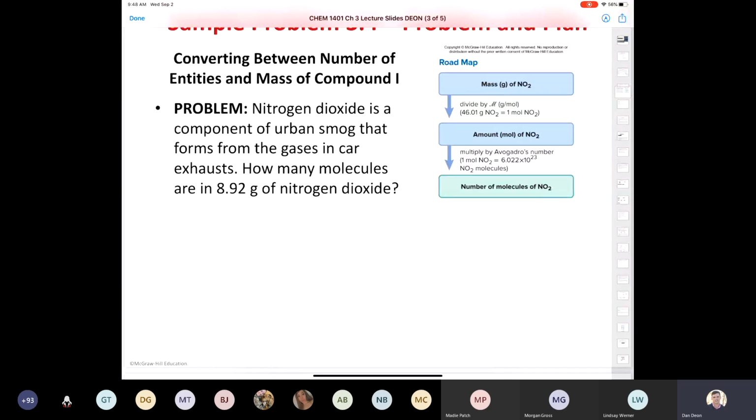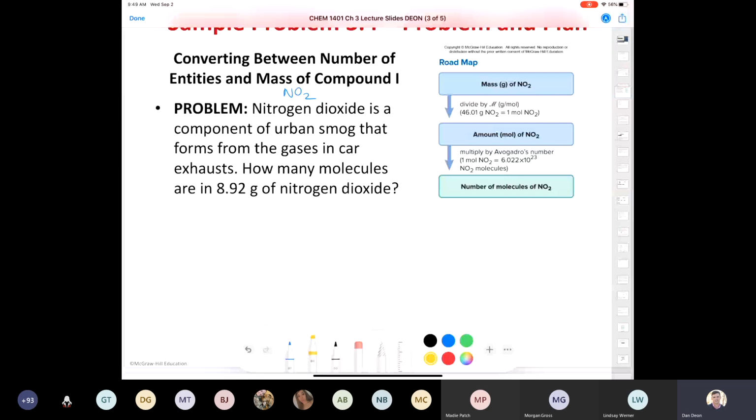It says here, nitrogen dioxide. Hey, little nomenclature practice, right? NO2, molecular compound made of 2 nonmetals. It's a component of urban smog that forms from the gases in car exhausts. How many molecules are in 8.92 grams of NO2, nitrogen dioxide? Look, this is almost identical to the last problem, okay? But now we just have to calculate the molar mass of NO2. And it says here that the molar mass of NO2 is 46.01 grams per mole.